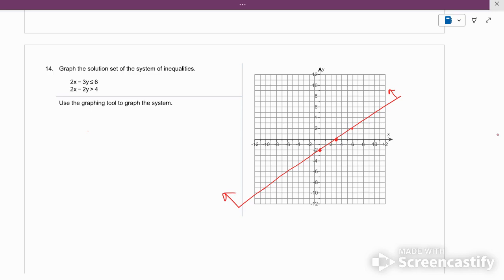If x is 2, y is 0. And if y is -2, x is 0. So they're going to be really close to each other. Oh, this is a dashed line. So it's going to look like this. And then you check 0, 0 here. Is 0 plus 0 greater than 4? The answer is no, so it's shaded to this side of this one. Well, where are we double shaded? Well, right in here.